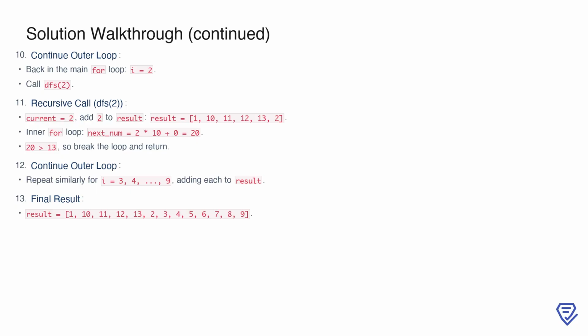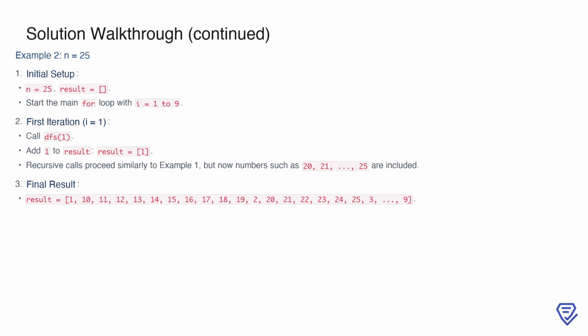The process repeats for i equal to 3, 4, and so on, up to 9. Each of these values is added to the result list directly, as their next possible numbers always exceed 13 and no further recursive calls are made. Finally, combining all iterations, the result list becomes 1, 10, 11, 12, 13, 2, 3, 4, 5, 6, 7, 8, 9. This completes the construction of lexicographical order up to 13.